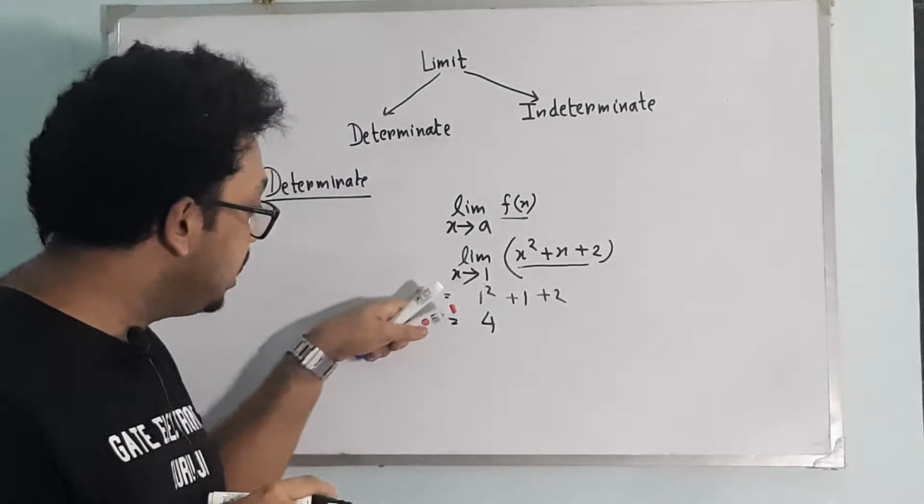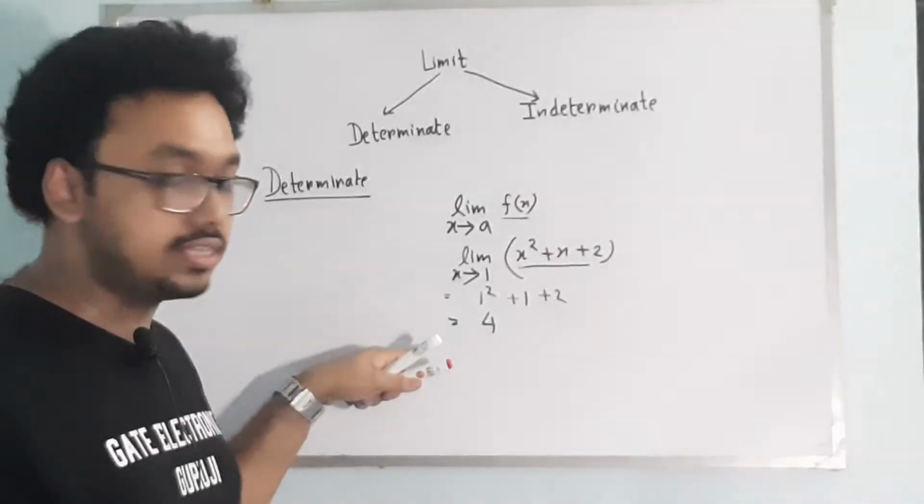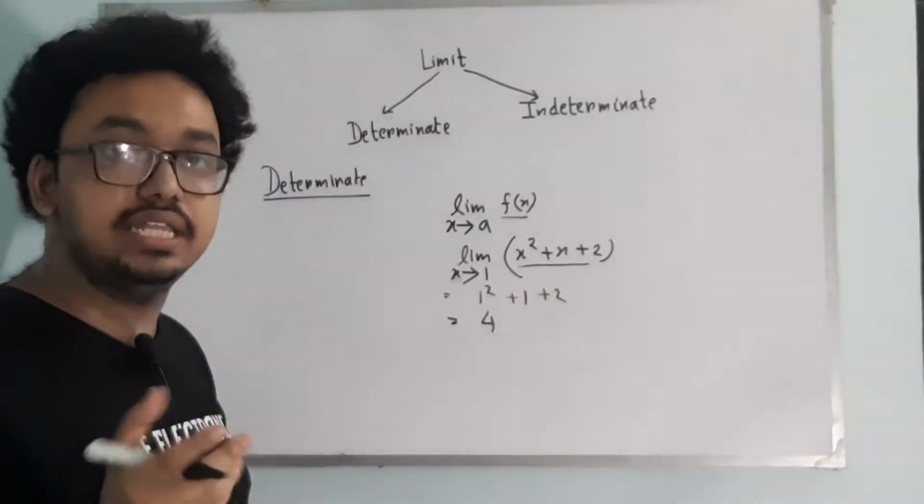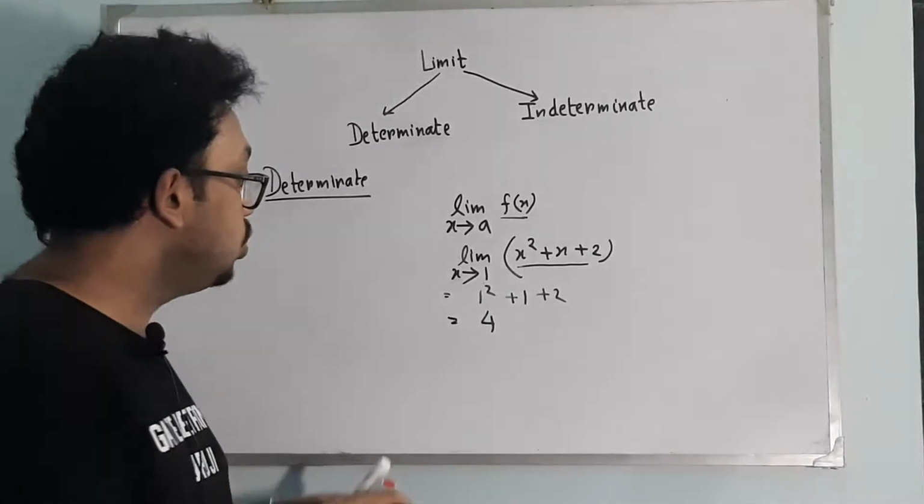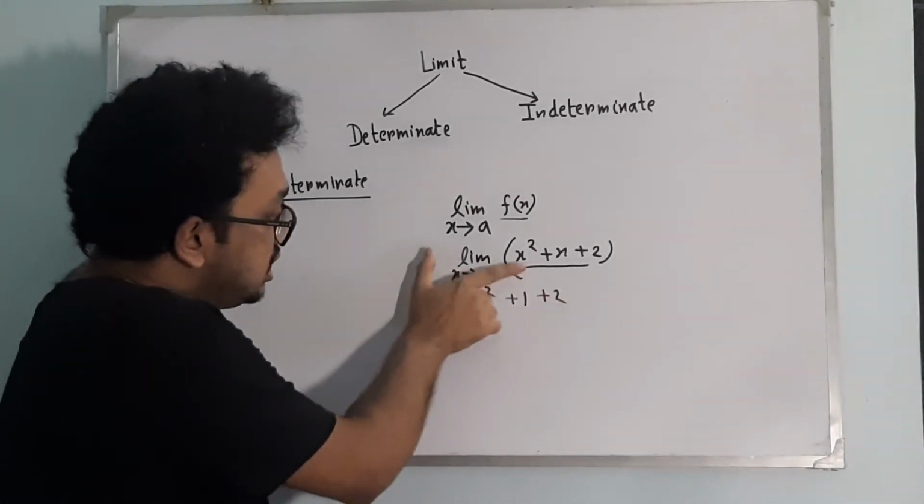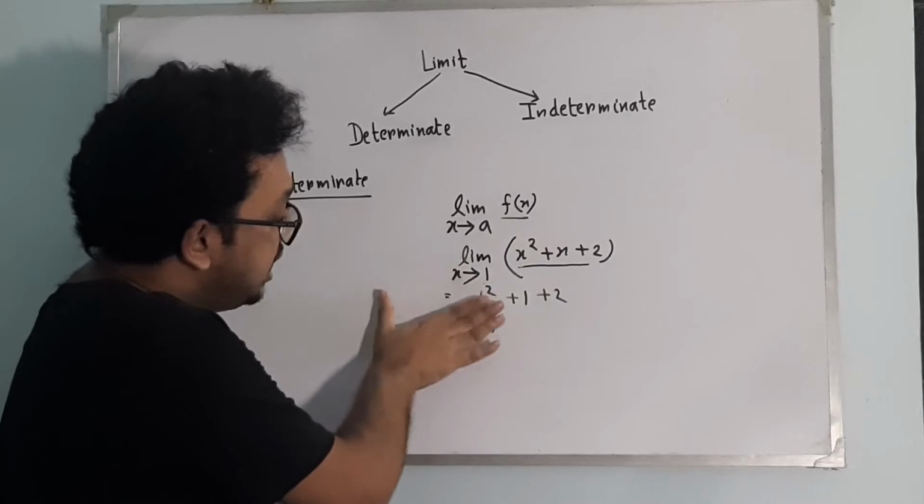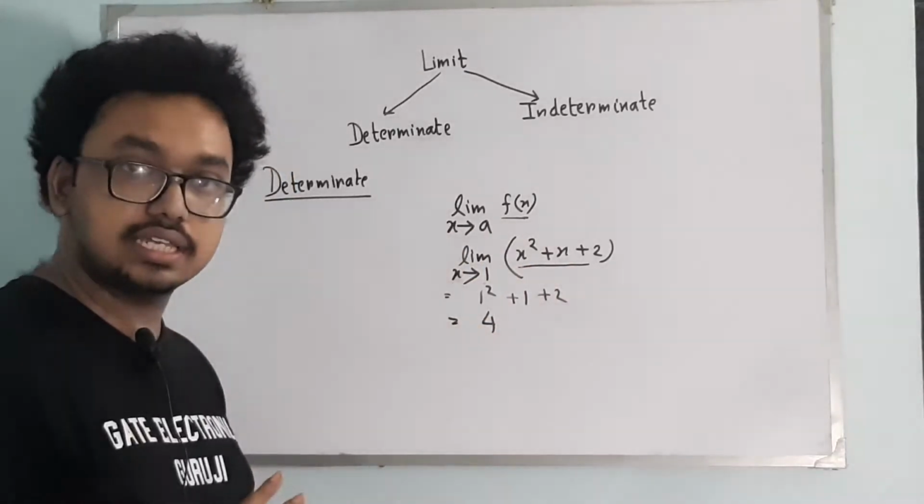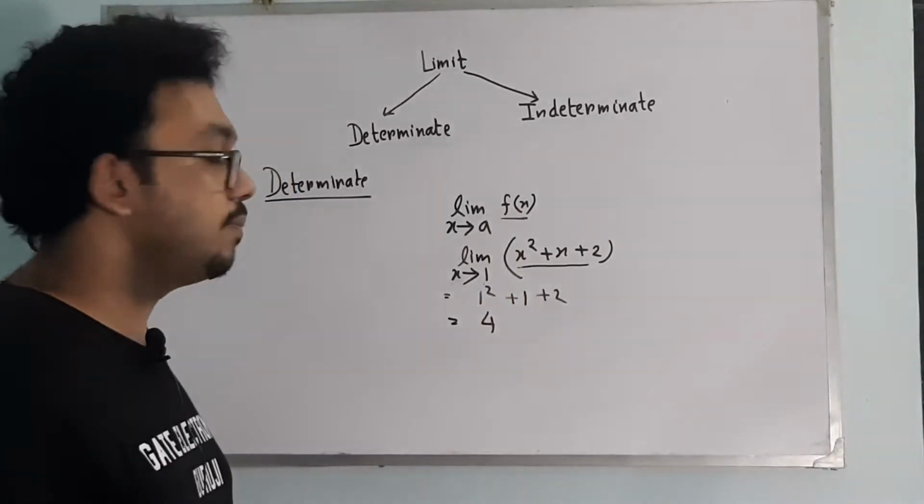To find the value of the limit, you have to do 2 or 3 steps, but to check whether the limit exists or not, you don't need to do these 2 steps. Just observing the function, you can directly say that the limit exists in this case. So that's why this is an example of determinate form.